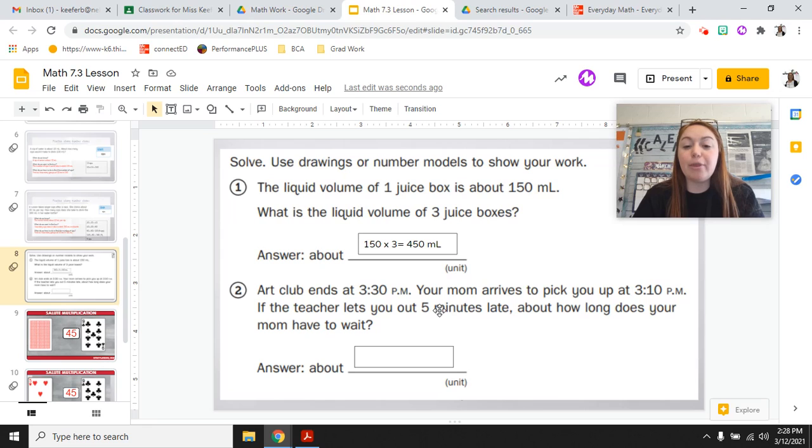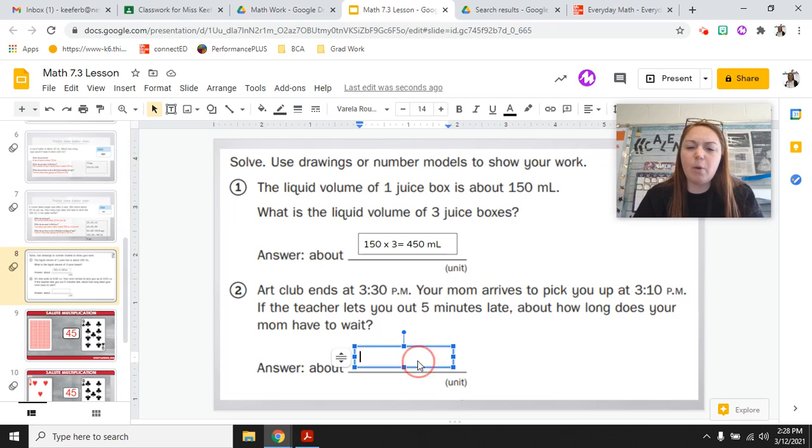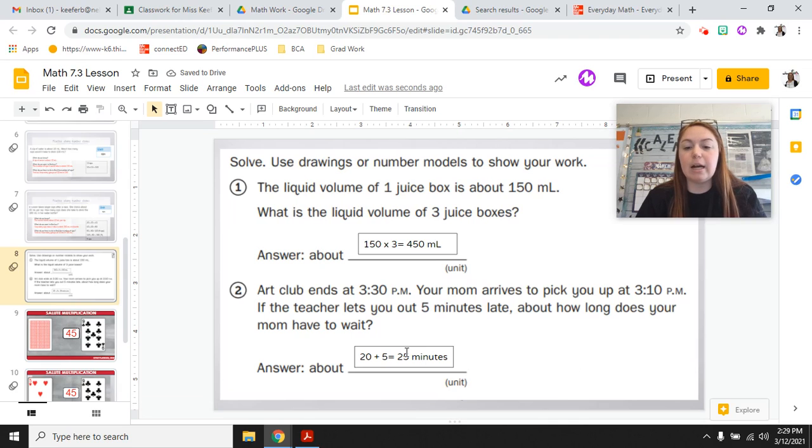So if your mom is there at 3:10 p.m. and you don't get out till 3:35 p.m., what would be the time difference? What would be the difference between when your mom got there and when you got out? Well, if you start at 3:10 and go to 3:30, that would be 2 10-minute jumps, so 20 minutes. And then you got out 5 minutes late, so you would have to add on another 5 minutes. So it would be 20 plus 5, which would equal 25 minutes. So your mom would be waiting there 25 minutes until you got out of art class.